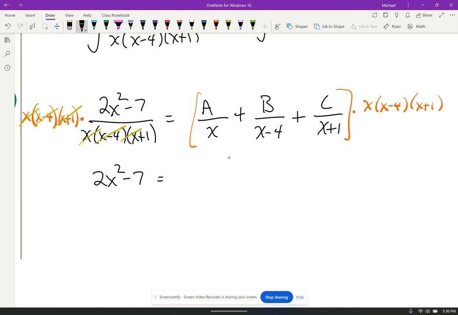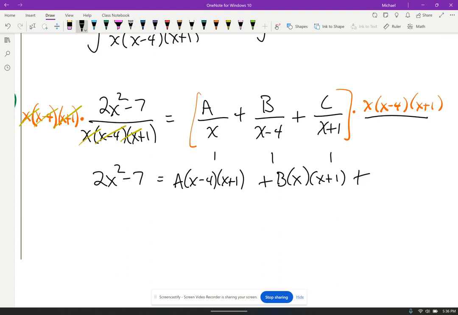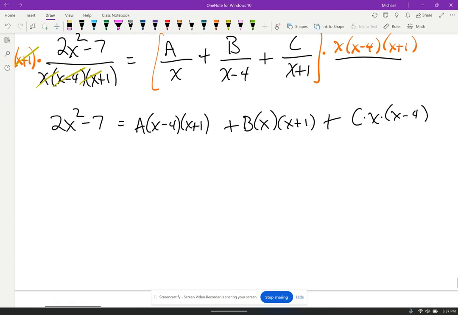But on the other side, I have to individually multiply this times each of these fractions. So if I multiply the first one times that, the x's are going to reduce, and I'm going to be left with a times x minus 4 times x plus 1. Plus, if I multiply the second fraction times this product, I'm going to cancel the x minus 4's, and I'm left with b times x plus 1. And if I multiply the third partial fraction times that, I'll be left with c times x minus 4. All right, so now I'm left with this.